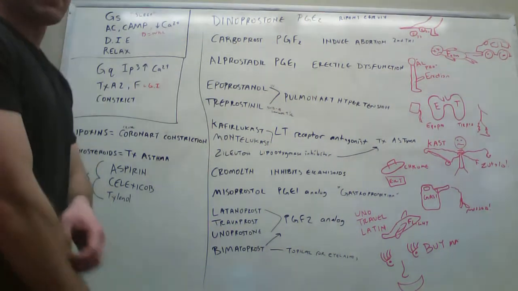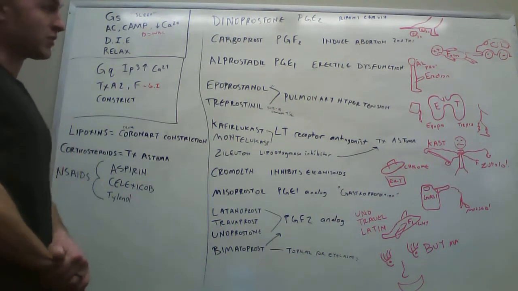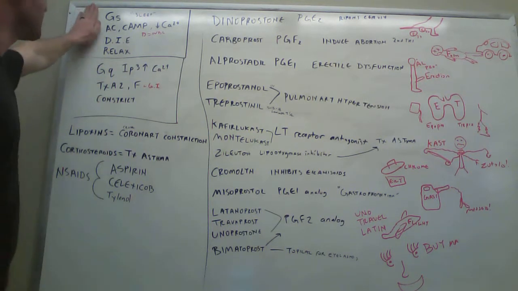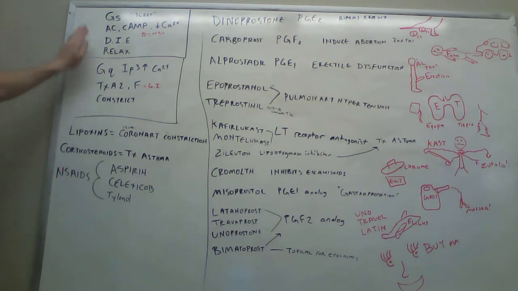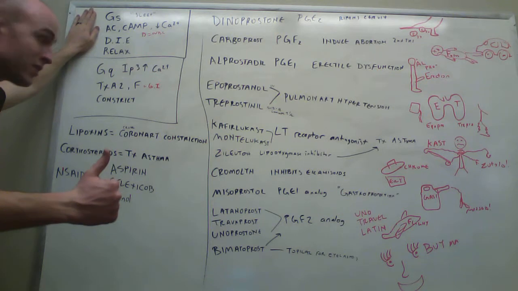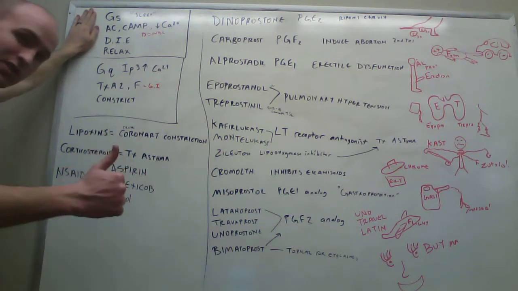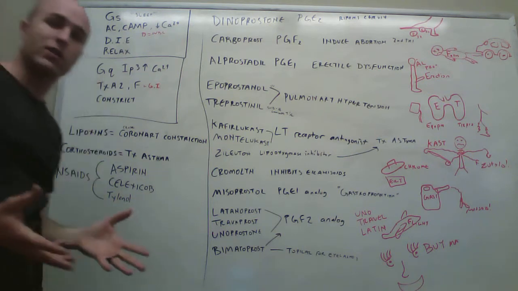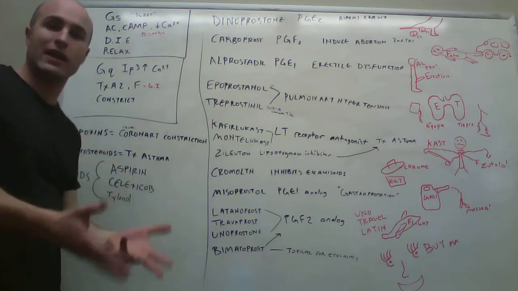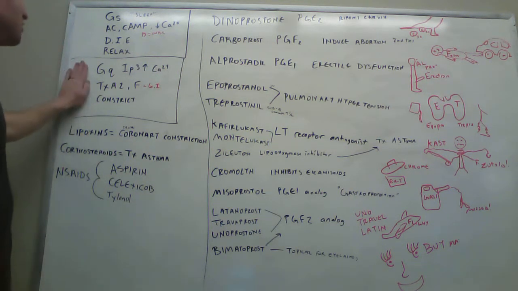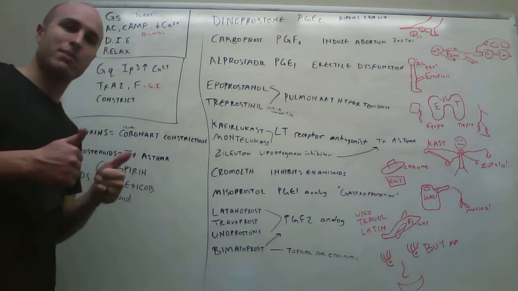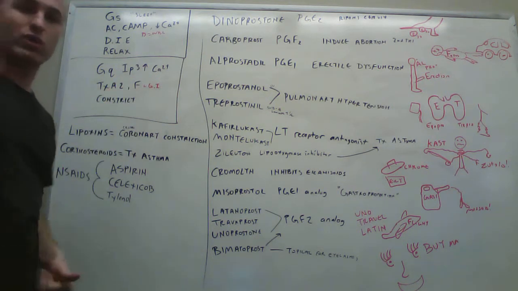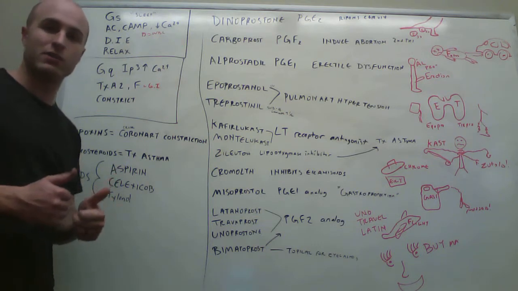All right, we have Pharmacology, lecture 15. Starting out here, we have the GS subunit, we have the GQ subunit. GS subunit is going to increase cyclic AMP, it's going to increase adenylyl cyclase, it's going to decrease calcium. If you decrease calcium, that's going to relax muscles. Whereas GQ is going to increase IP3, which is going to increase calcium. If you increase calcium, that's going to tighten muscles.